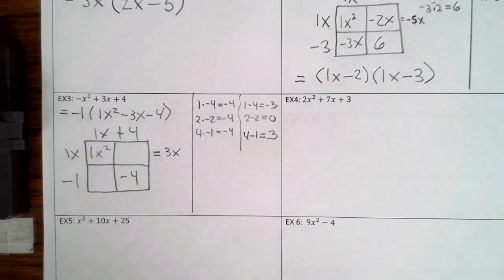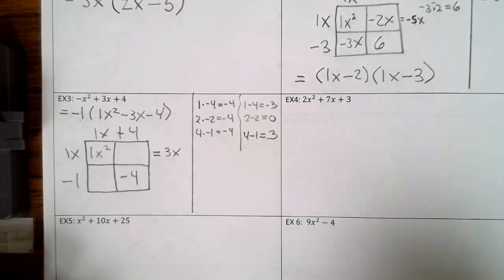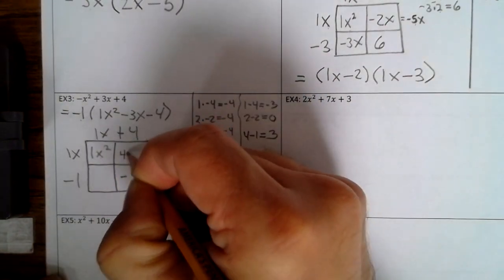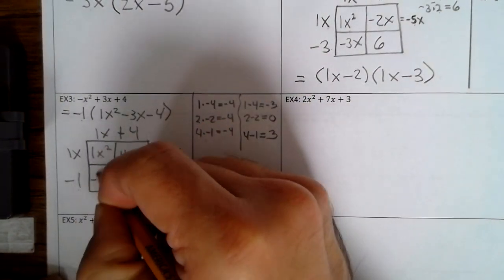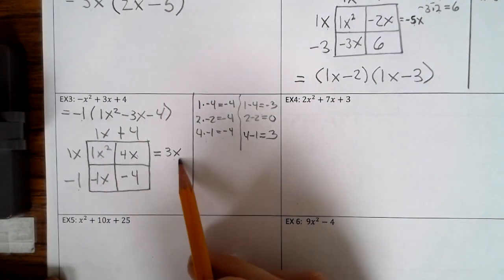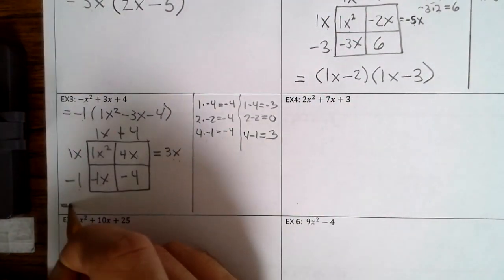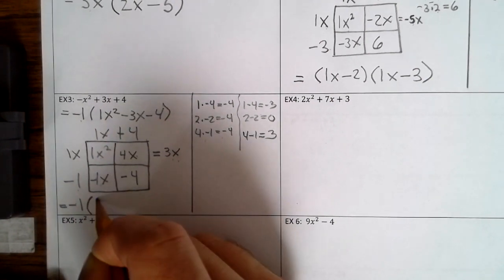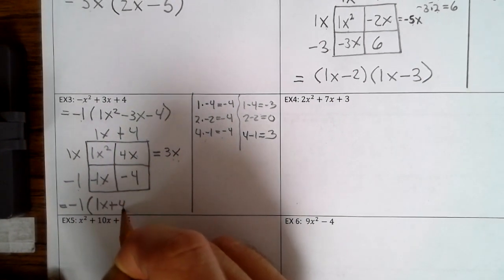So then that's 1x times 4 is 4x. -1 times 1 is -1x. These combine to be 3x. So now we know it's factored as -1 parentheses 1x plus 4 times 1x minus 1.